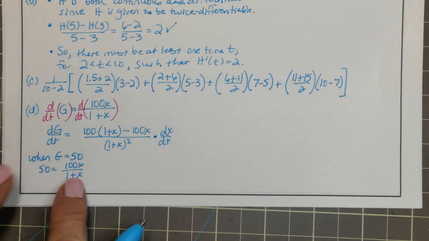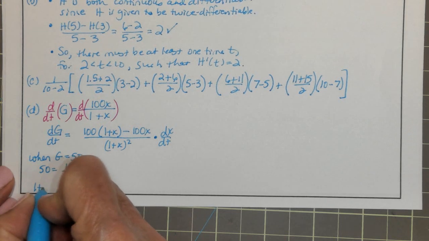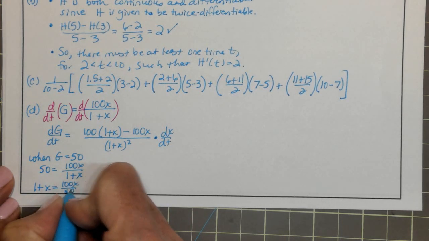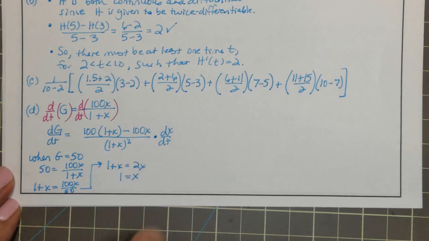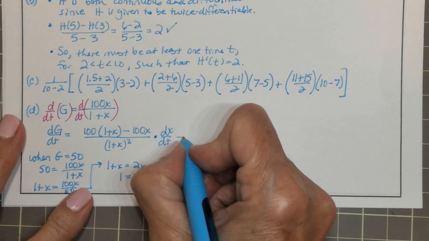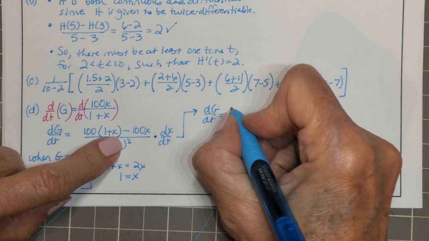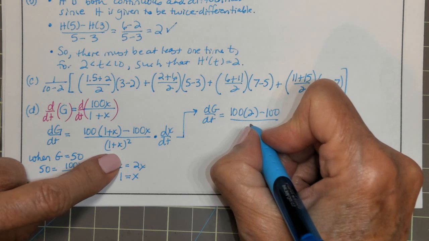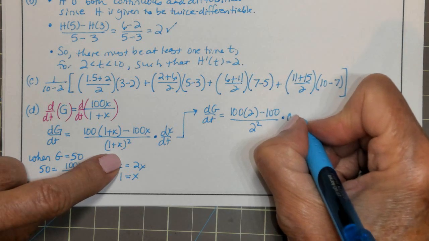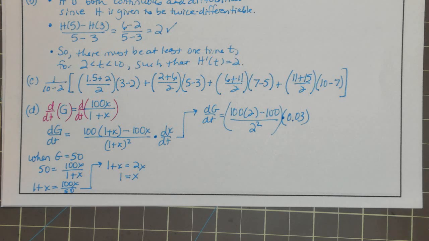I'm going to do ye old SAT trick and switch the 1 plus x and the 50. Actually, I'm multiplying both sides by 1 plus x and dividing both sides by 50, but it looks like those are switching. So I have 1 plus x is equal to 2x, so x is just 1. Well, that worked out nicely. So I'm going to have dg dt is equal to, putting 1 in place of x, 100 times 2 minus 100 over 2 squared, times 0.03. That looks a little awkward, so I think I'm going to leave it. And that's it. I'm done with that problem.